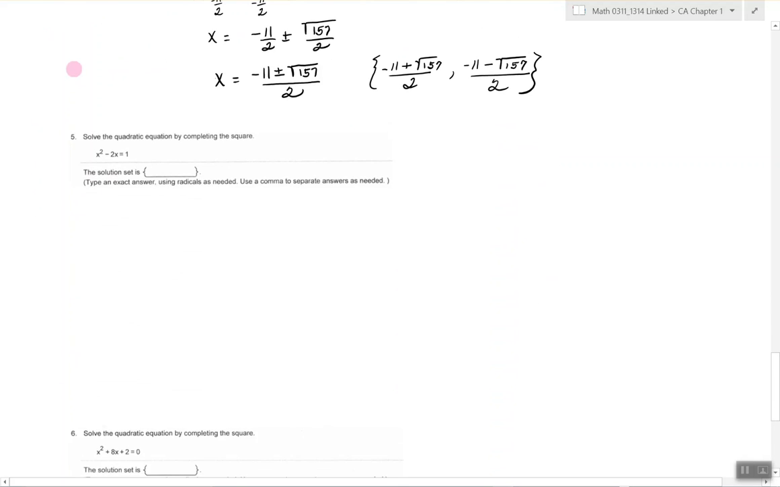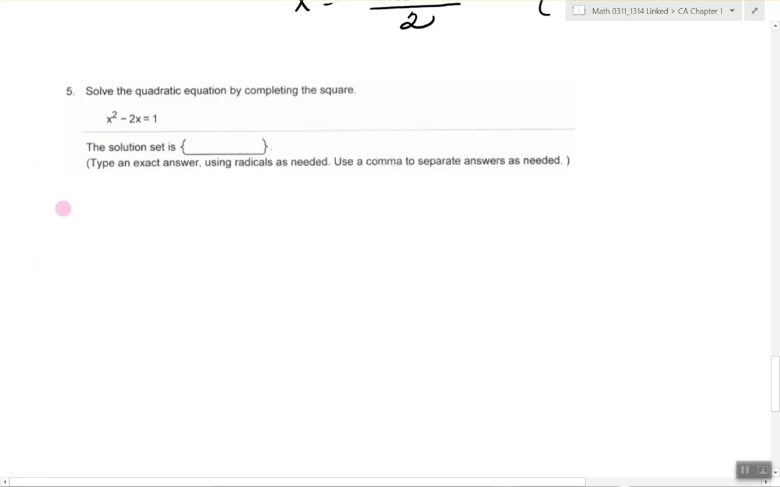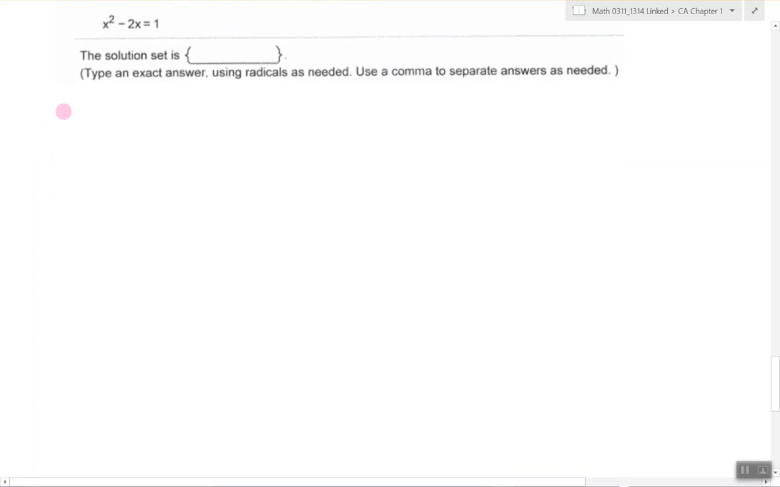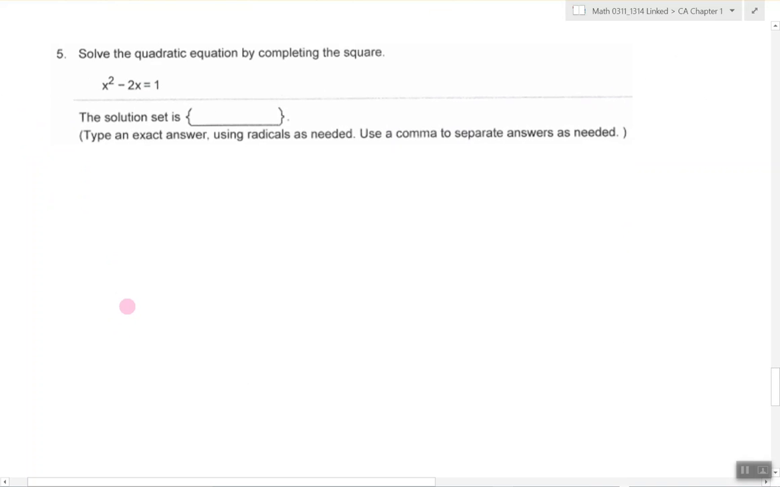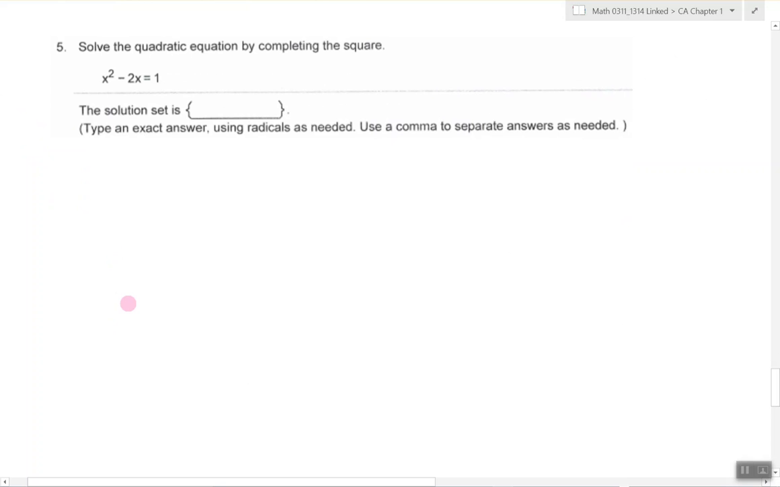Let's look at number 5. Make this larger. Well, this one actually, number 5, looks rather familiar. I have x squared minus 2x equals 1. It's already in the appropriate format. So I need x squared minus 2x, let's put in the blank, equals 1 plus the blank.